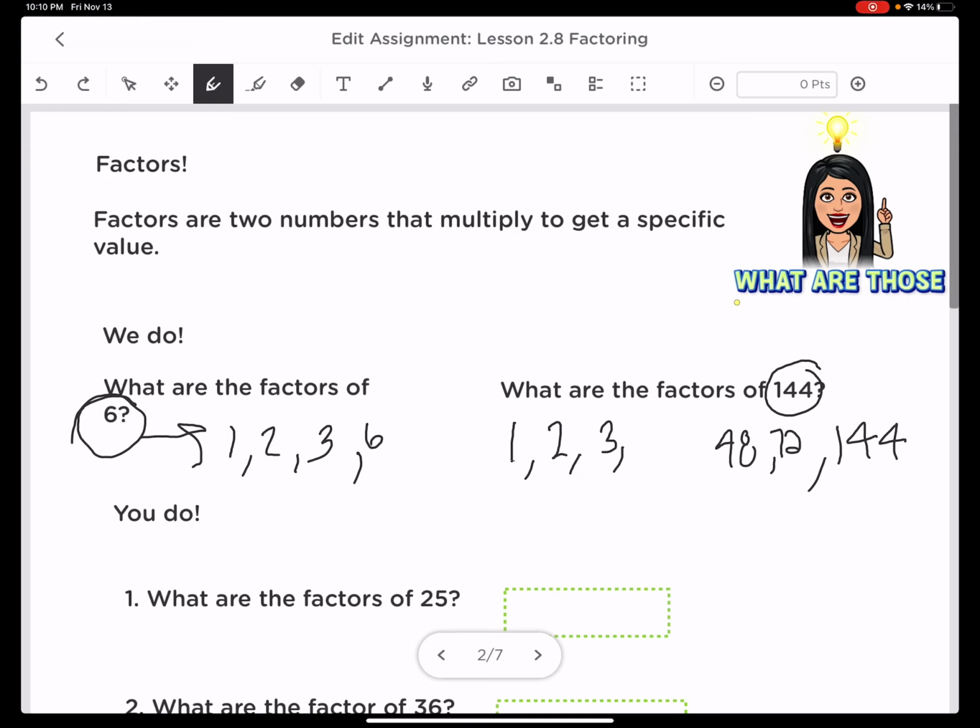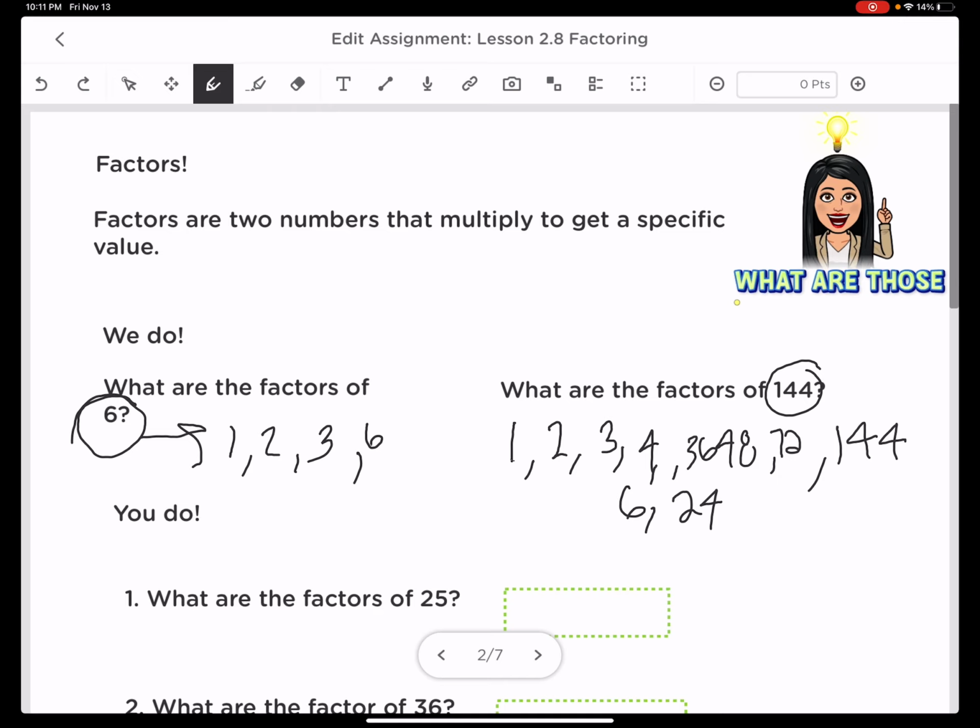Is it divisible by 4? It is. It is 36. And we still have more values. Is it divisible by 5? No, because remember, if it's divisible by 5, the number is always going to end in 0 or 5. Is it divisible by 6? We're going to see 144 divided by 6. It actually is, it is 6 and 24.